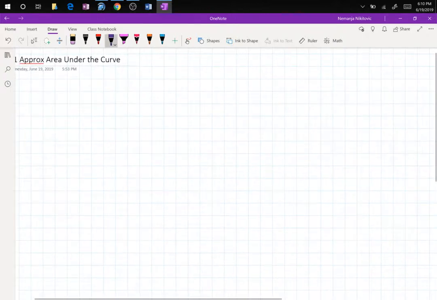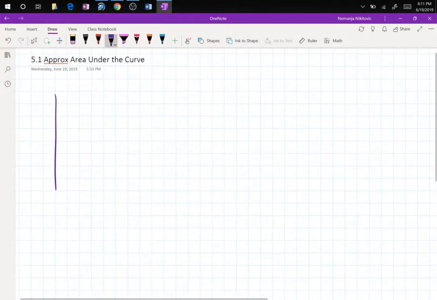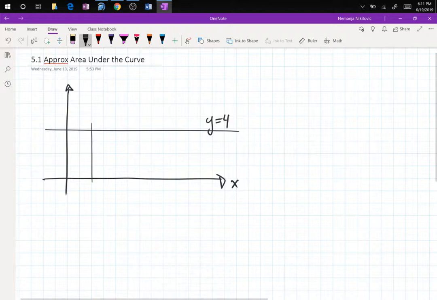So I can draw, constant, this is purple, I can draw a constant function, y equals 4. And then let's say I'm interested in the area between 2 and 9. What are we looking for here? Area.